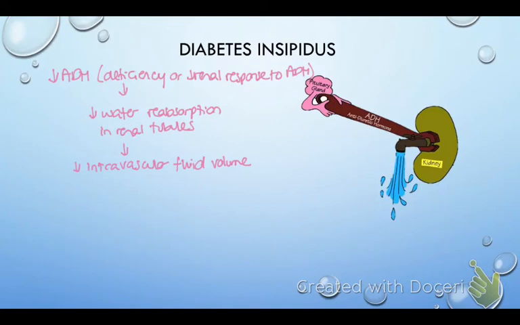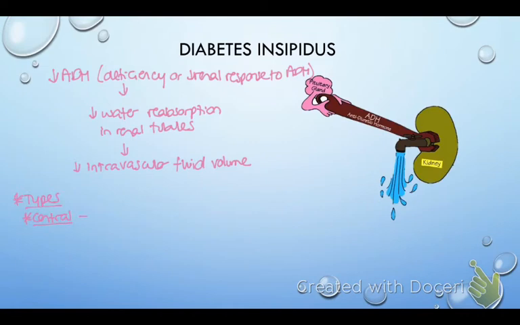So low ADH, either from a deficiency in itself or because the kidneys aren't responding to it. Because of that, water isn't getting reabsorbed by the kidneys. So it's just dumping out. You're just peeing it out. So if you're peeing it out, everything inside is getting drained of it, correct? Decreased amount.